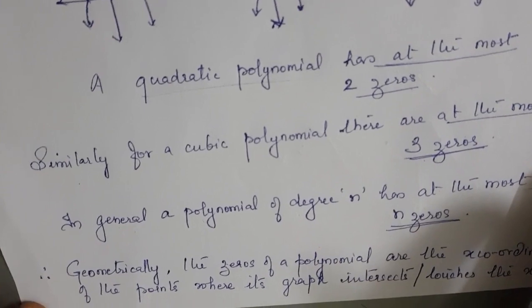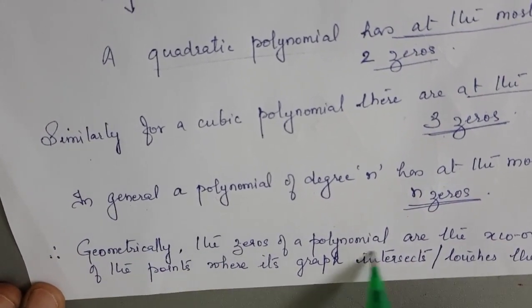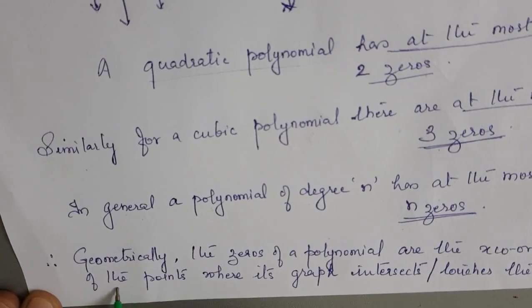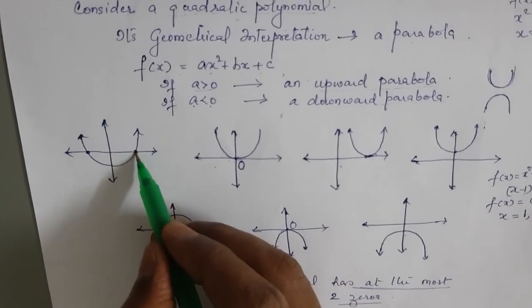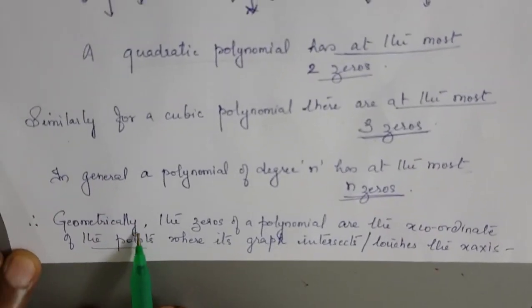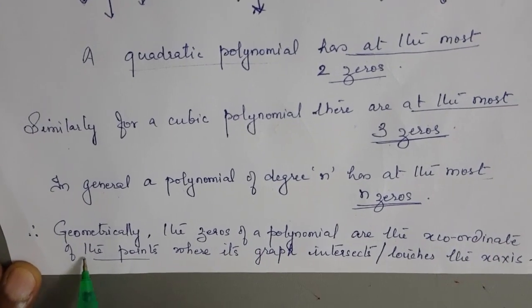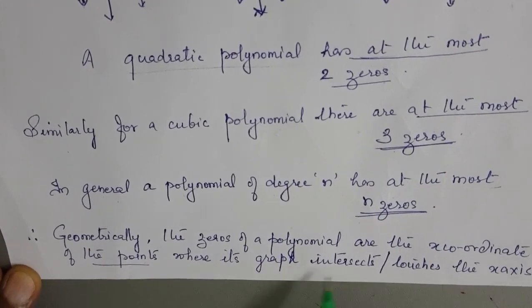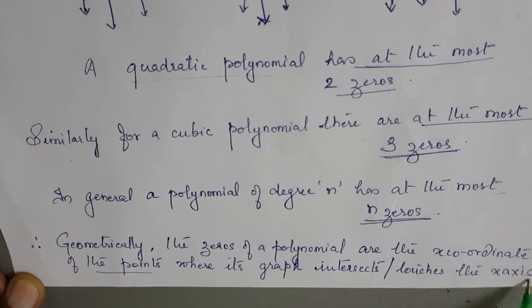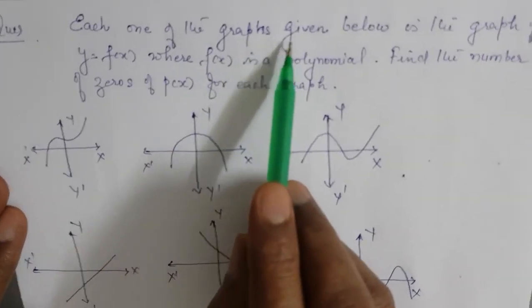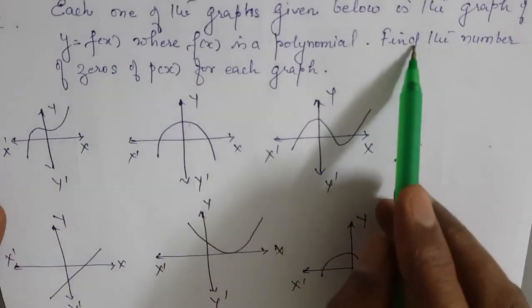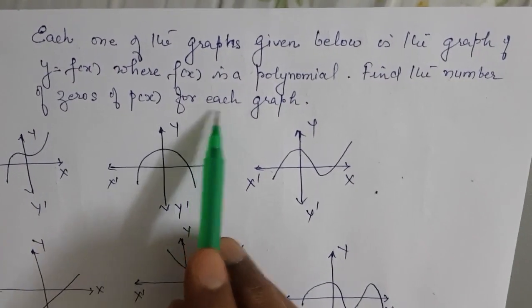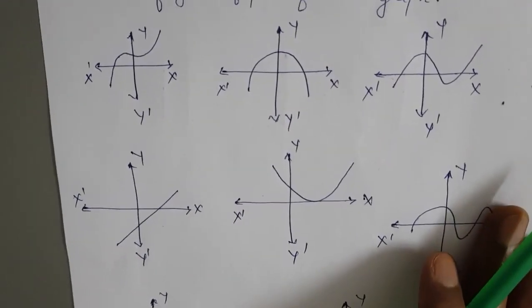Right? So geometrically, the zeros of a polynomial are the x coordinate of the points. These are the points, and the x coordinate will be here only on the x-axis, right? So geometrically, the zeros of a polynomial are the x coordinates of the points where its graph intersects or touches the x-axis. Okay. Here, each one of the graphs given below is the graph of a polynomial y equal to f(x). Find the number of zeros of p(x) for each graph. Come to the first question.